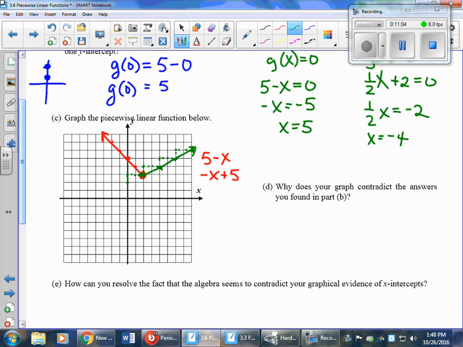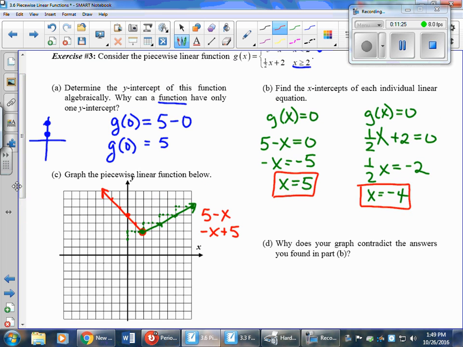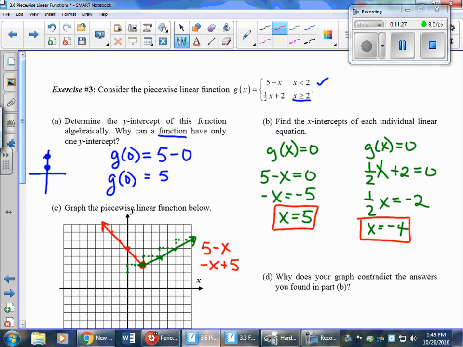All right? And D says, why does your graph contradict the answers found in part B? Well, B asked for what the x-intercepts were. And we found the x-intercepts right here for each of these equations to be 5 and negative 4. But as you can see, they do not follow. If you look at 5 right here, this is the first one we did, 5 is not less than 2. So this one is invalid.